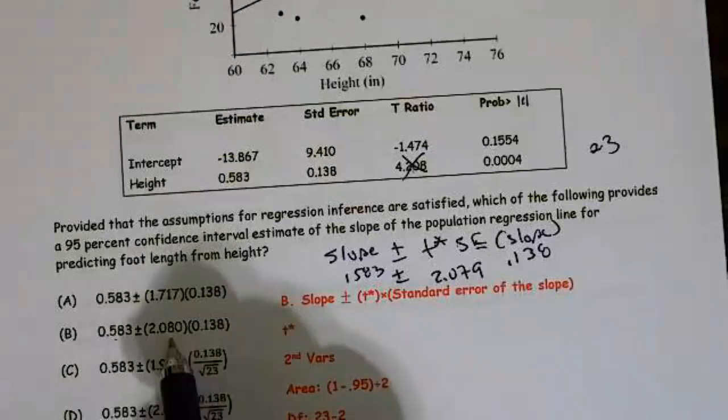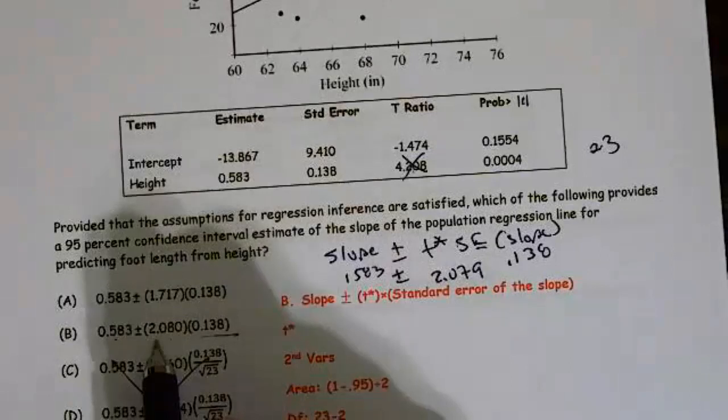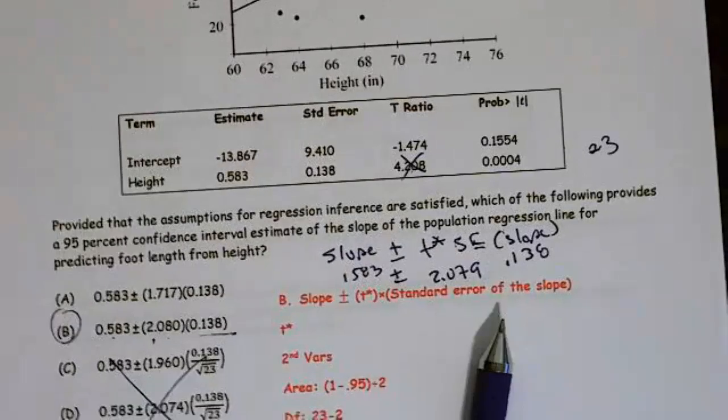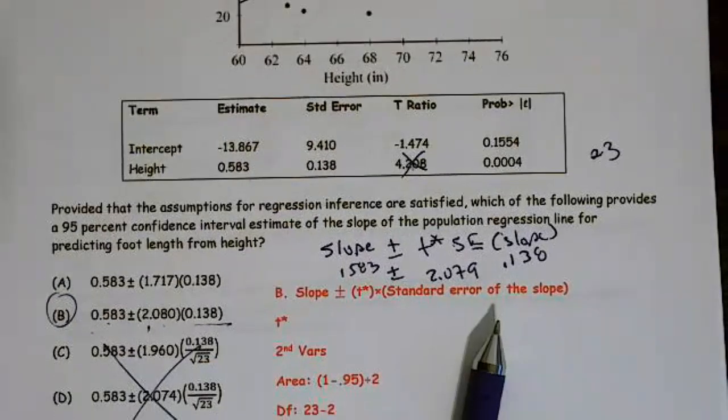0.583, 0.138, so it can't be these three. 2.079, it's B. All right, so the next videos will be actually working some FRQs from regression.